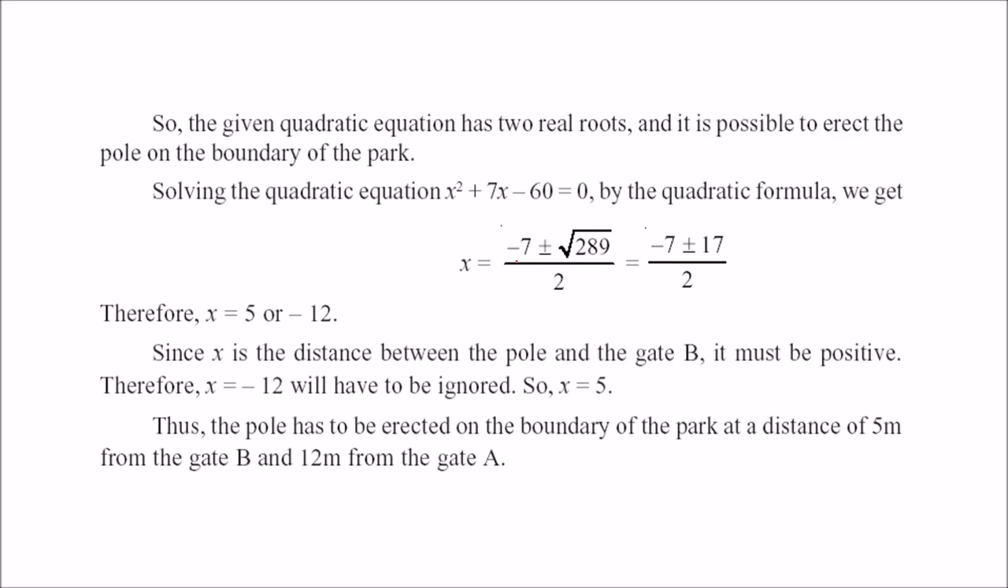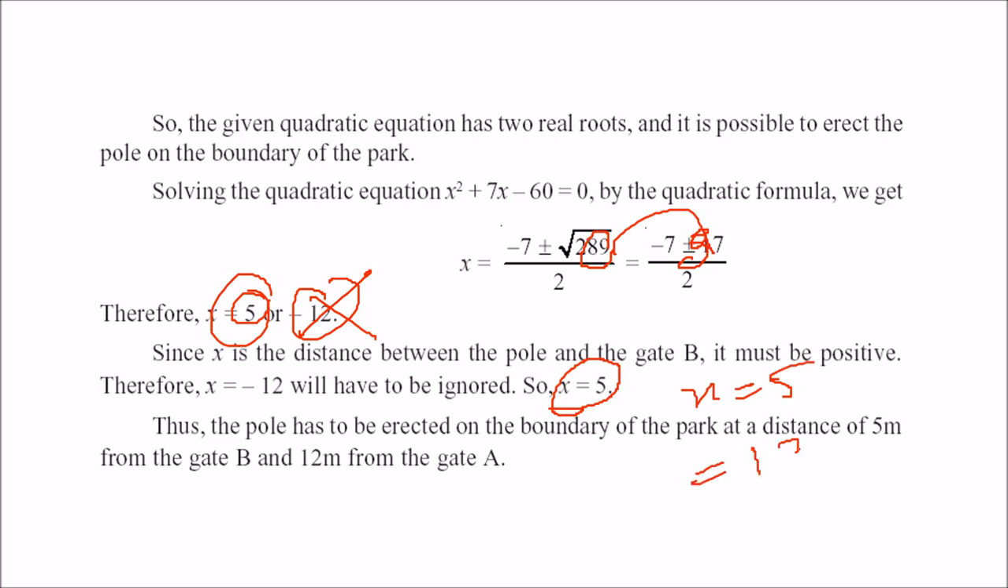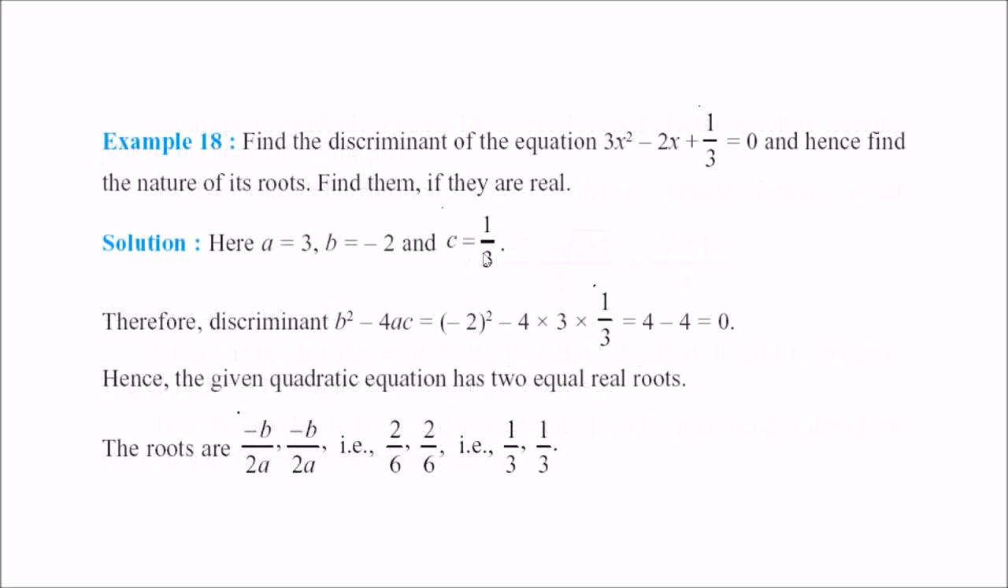So we'll solve it by Sridharacharya formula, minus b plus minus under root b square minus 4ac by 2a. Root of 289 gives you 17. One time you take plus, one time you take minus. This will be 5 and minus 12. Distance cannot be minus 12. You'll discard minus 12. You'll take 5. So the distance is 5 because x is 5. x plus 7 will be 12. So these are the distances.